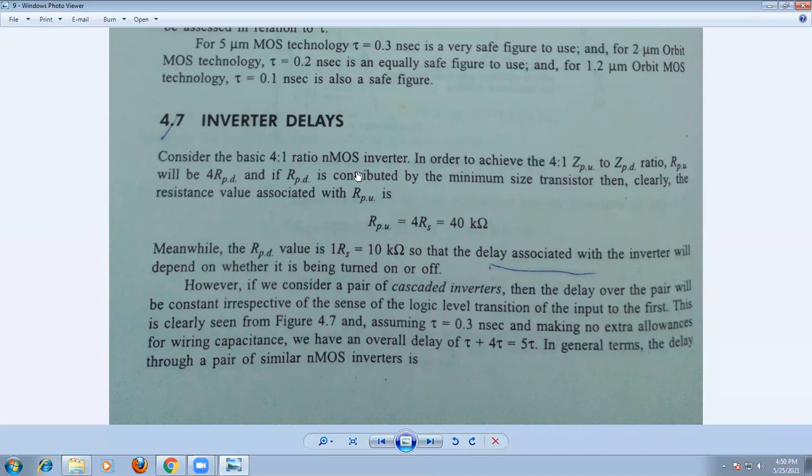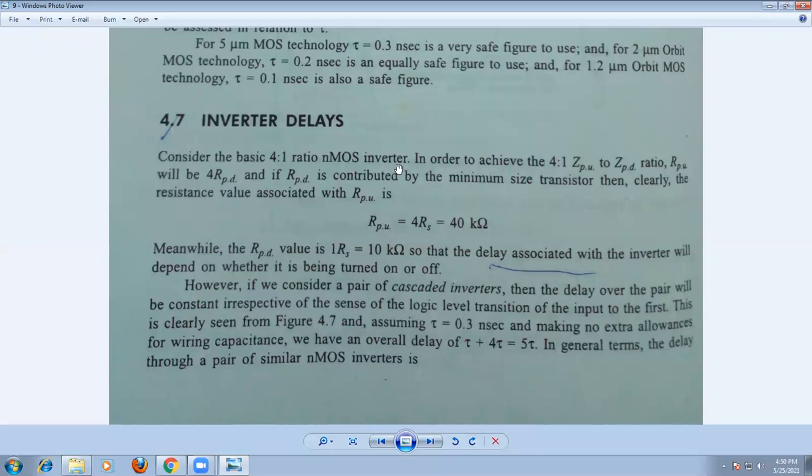In order to achieve the 4:1 Z pull up to Z pull down ratio, the pull up resistance is equal to 4 divided by 1, that is, Z pull up by Z pull down. Depending upon that, R pull up is equal to 4 times R pull down. That is the meaning of the 4:1 ratio. So the resistance of the pull up transistor is equal to 4 times the resistance of the pull down transistor in an inverter.